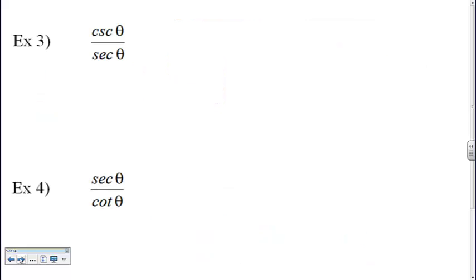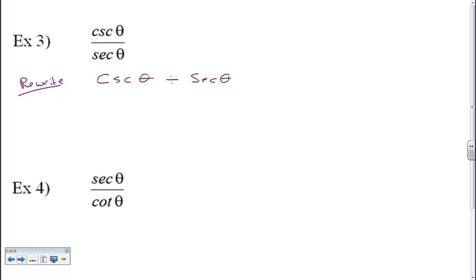In example 3 and 4, we're going to use the same process. I would like you to focus on thinking about the steps to solve these particular problems. First, we have cosecant of theta over the secant of theta. First off, rewrite your problem so that it appears linearly. Write the cosecant of theta, keep your division sign in between, and then rewrite secant of theta.